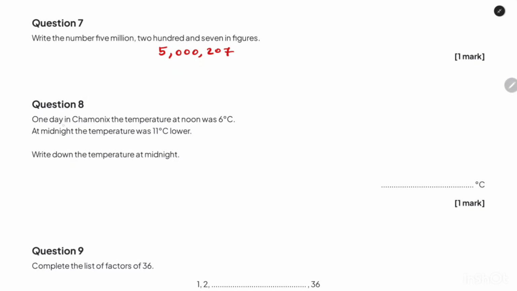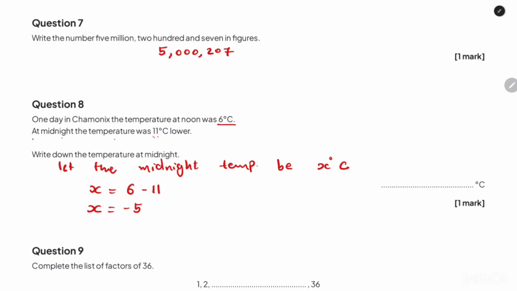Okay, question 8. One day in Chamonix, the temperature at noon was 6 degrees Celsius. At midnight, the temperature was 11 degrees Celsius lower. So let the midnight temperature, which we want to find, be x degrees Celsius, and that x was 11 lower than 6. So I'll do 6 minus 11, so that is minus 5 degrees Celsius. So at midnight the temperature was minus 5 degrees Celsius.